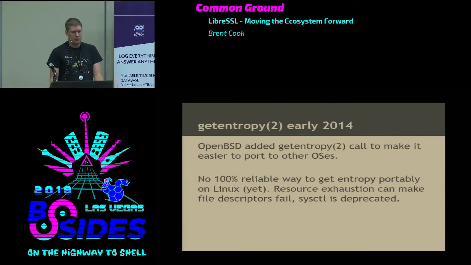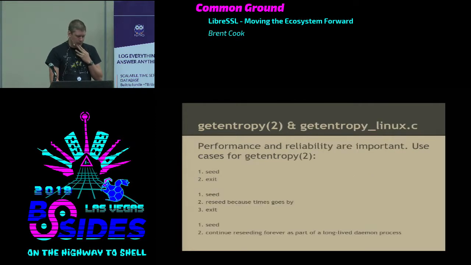Another thing that OpenBSD added was a call called getentropy, and this is a call to the operating system. Again, a call that cannot fail, and it returns up to 128 bits of entropy. And that's supposedly all you need to seed a random number generator. We gave it out there again to hopefully other operating systems would implement it. And unfortunately, there really wasn't a great way to do it in any operating system, at least not in 2014.